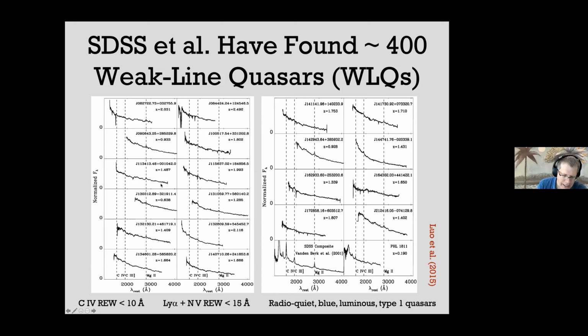There have been a variety of different criteria that have been used to define these weak-line quasars. Today, I will be generally focusing on those that have very weak rest frame ultraviolet lines like carbon-4 and Lyman alpha. These are radio quiet, blue, luminous type 1 quasars. Some of the most luminous quasars in the universe, I'll show you an example in just a minute, are these weak-line quasars. And not only are they exceptional in terms of their weak lines, but the lines often also show large blue shifts.